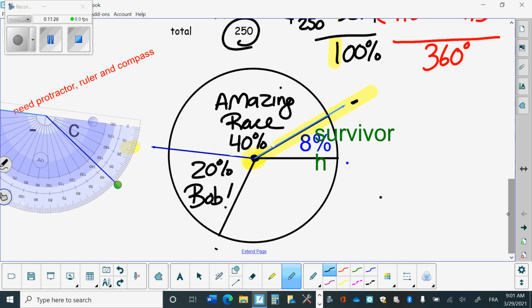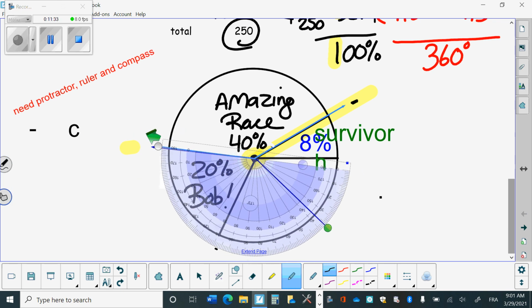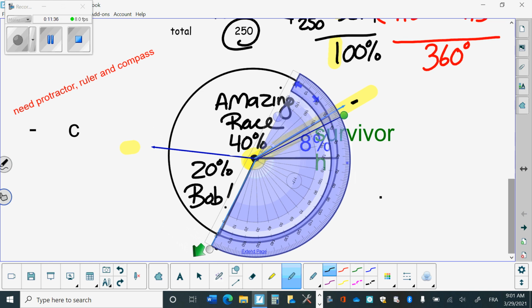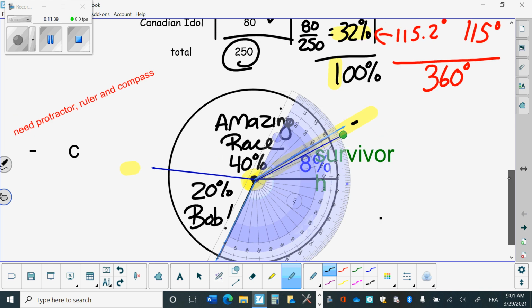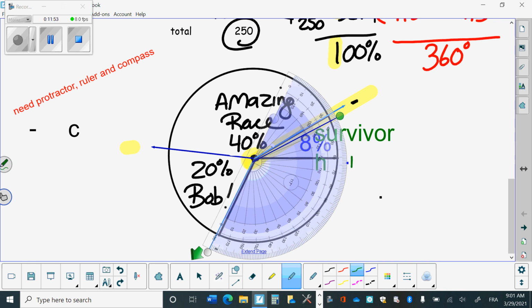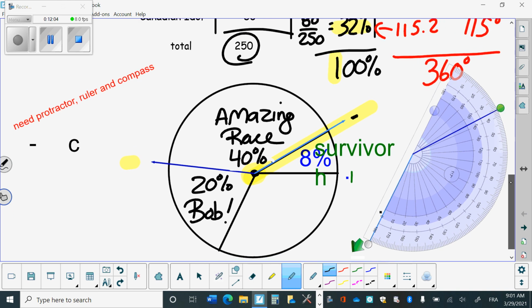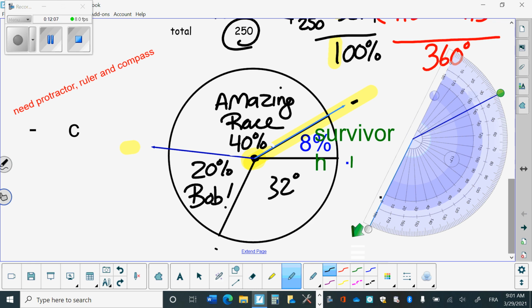And my last one, if I want to just check it, it should give me 115 degrees for that last one. So my zeros are all lined up, and I'm just going to check there. Yeah, 115 degrees. So I should be very close. It's not going to be perfect. I'm a little bit bigger here than 115, but it is close, okay? It's going to be really hard to make it exactly if we're off by 1 degree with the other sections. So here, my last one represented 32%, and that's my Canadian Idol.